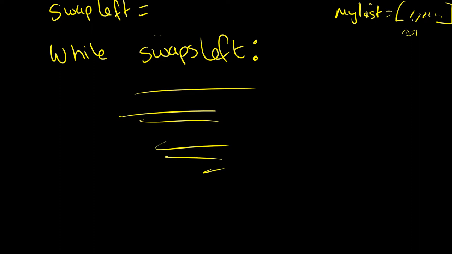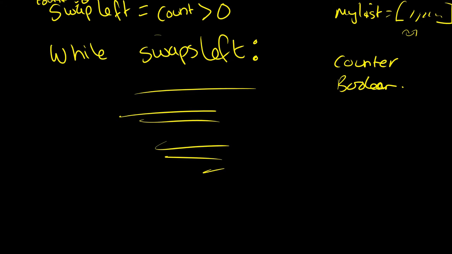I could have a counter, or I could have a boolean variable to store true and false. So what's going to be the best? I think I'm going to go for a counter, and I'm going to count each time there is a swap. And if the counter is 0, then the loop is going to break. So swaps left would be count is more than 0. And I'm also going to need count equals 0 there.